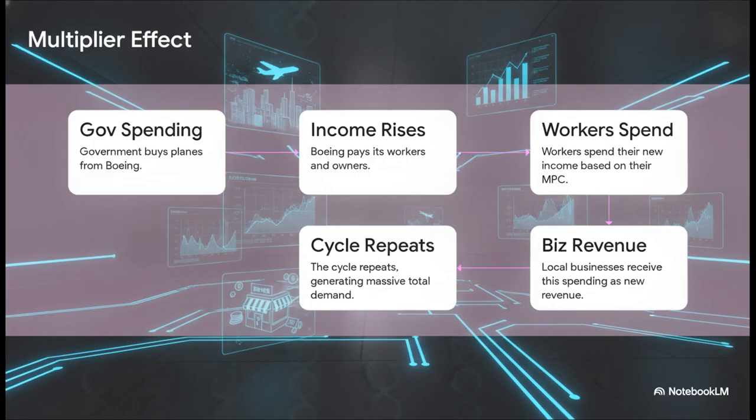Let's trace it out. Step 1. The government decides to buy $20 billion in new planes from Boeing. Step 2. Boeing uses that $20 billion to pay its workers and its owners. Step 3. Those workers go out and spend their new income based on their MPC. Let's say they spend 75% of it. Step 4. Local restaurants and businesses receive this spending as brand new revenue. And Step 5, this is the truly amazing part, those local business owners turn around and spend 75% of that revenue themselves. The cycle repeats endlessly, generating a massive amount of total demand from just one single government action.